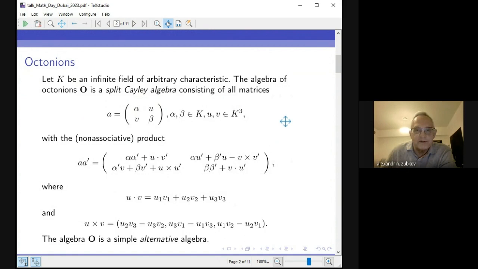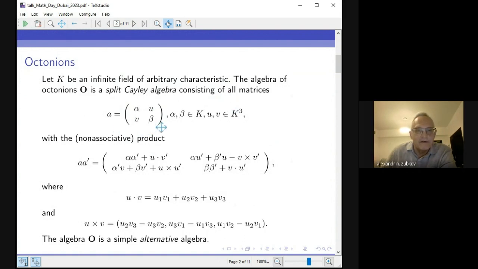Again, as in many previous talks, I will start with an infinite field K of arbitrary characteristic. Mainly it will be just an algebraically closed field, but that is just a needed condition. I will just remind the definition of the algebra of octonions, in a split form or Zorn form. So this is a split Cayley algebra consisting of all matrices of this form.